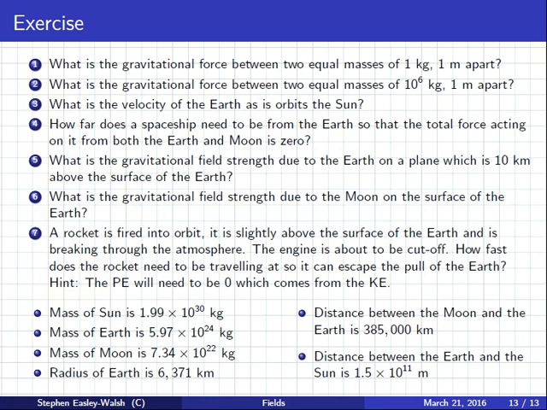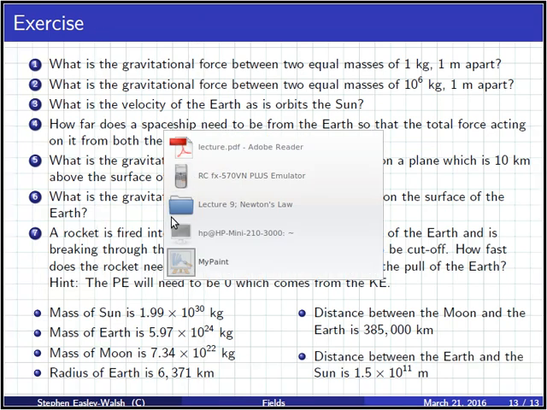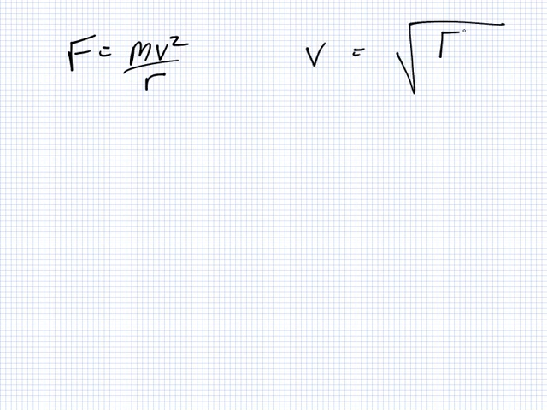Okay, number 3. What is the velocity of the Earth as it orbits the Sun? Okay, so we'll need to use a circular motion formula. What one could we use? F equals mv squared over r, because we can rewrite this to get the v. So v would equal the square root of F r over m.